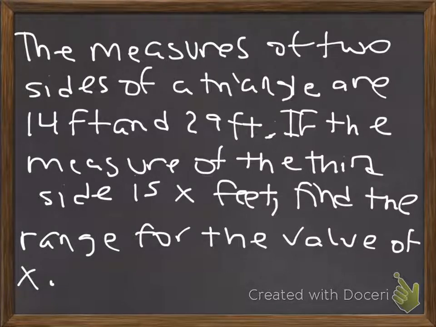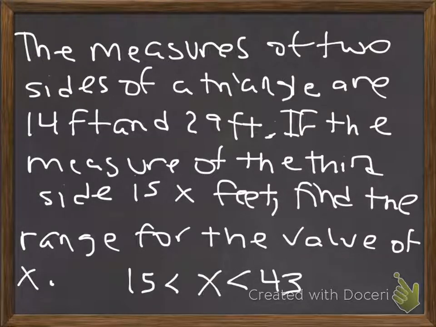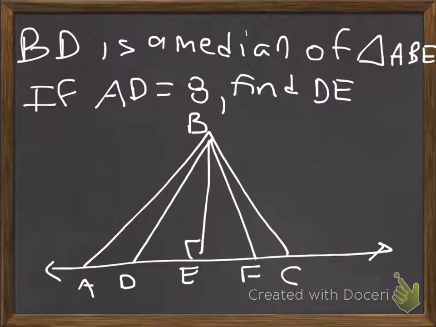Here we have the measures of two sides of a triangle. If we're trying to find the range of values here, we have x in the middle. We're going to add them together to get the highest, so it has to be less than that. We're going to subtract them to get the lowest, so it has to be greater than that. So 14 plus 29 gives us 43, and 29 minus 14 gives us 15. There's our range.